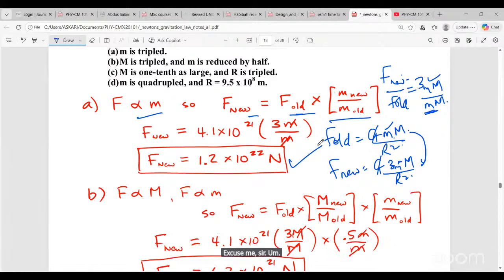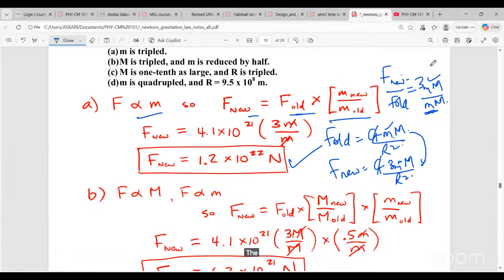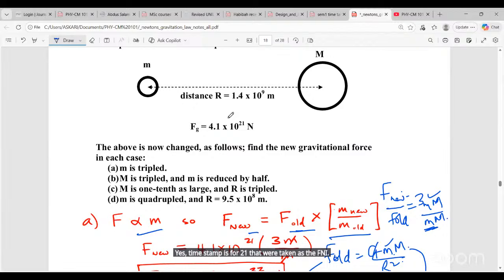Excuse me, sir, this 4.1 times 10 raised to power 21, were we given this in the question? Yes, the 4.1 times 10 raised to power 21 was taken as the F new. You were given this as the old gravitational force for the two objects. The distance between them is this.